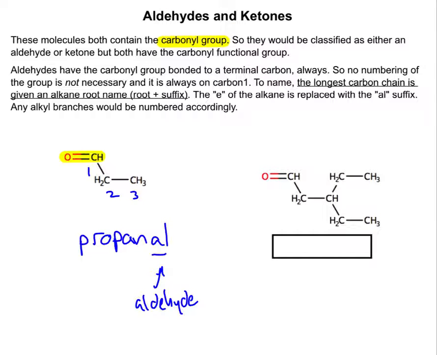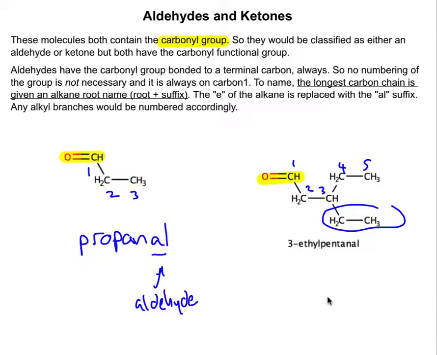So in the second example, there's our carbonyl group on a terminal carbon. That would be carbon 1, 2, 3, 4, 5. So we have a 5 carbon chain. The longest chain is 5 carbons. We have this branch here. Now, we don't need to indicate position of the carbonyl group because it's an aldehyde. That's carbon 1. And so what we have in carbon 3 is an ethyl group. So 3-ethyl pentanal.